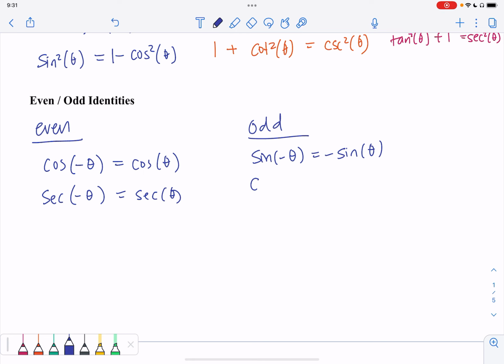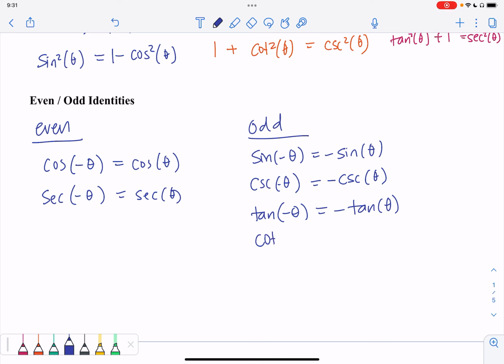We have the reciprocal, cosecant of negative theta equals negative cosecant of theta, and then tangent. Tangent of negative theta is the opposite, negative tan theta. And then cotan. Cotangent of negative theta is negative cotan of theta. And so these identities are going to help us, like I said, when we get into simplifying and proving identities.